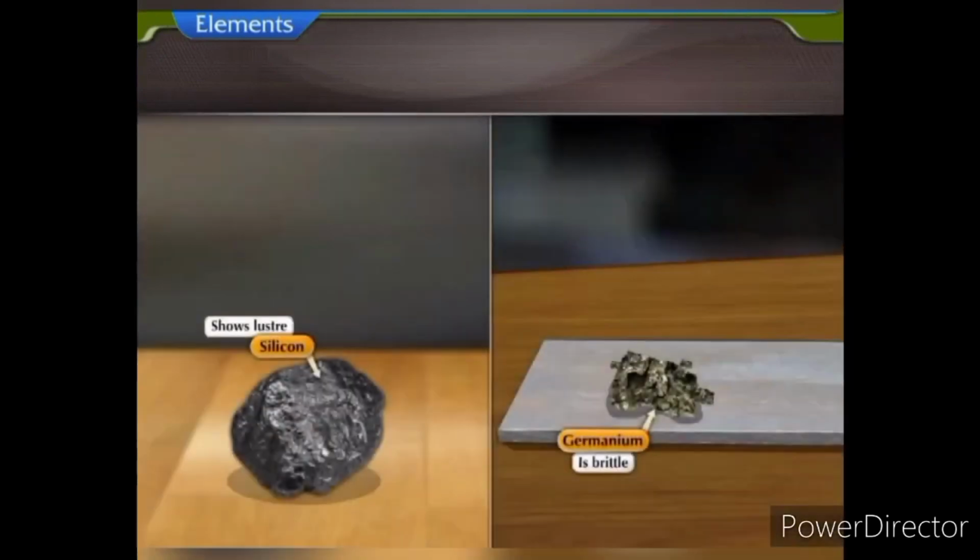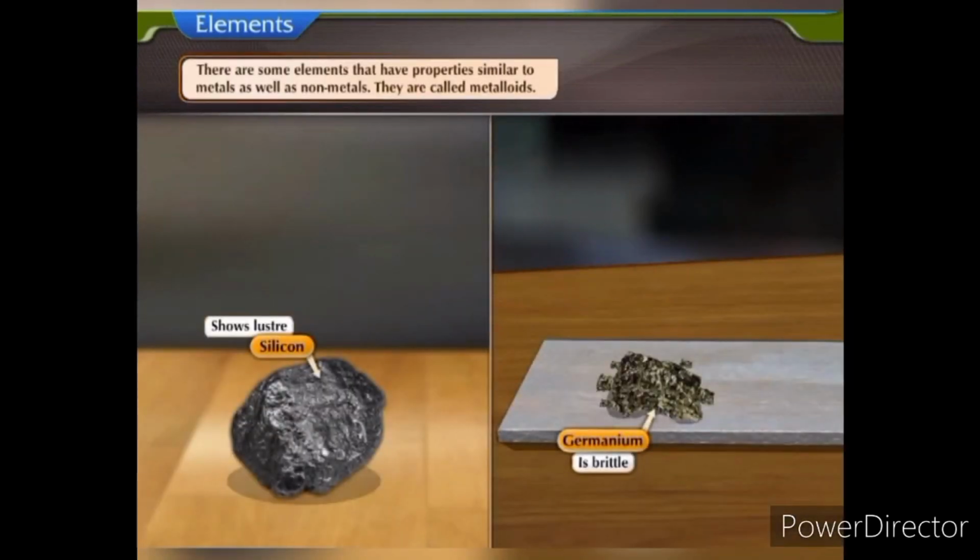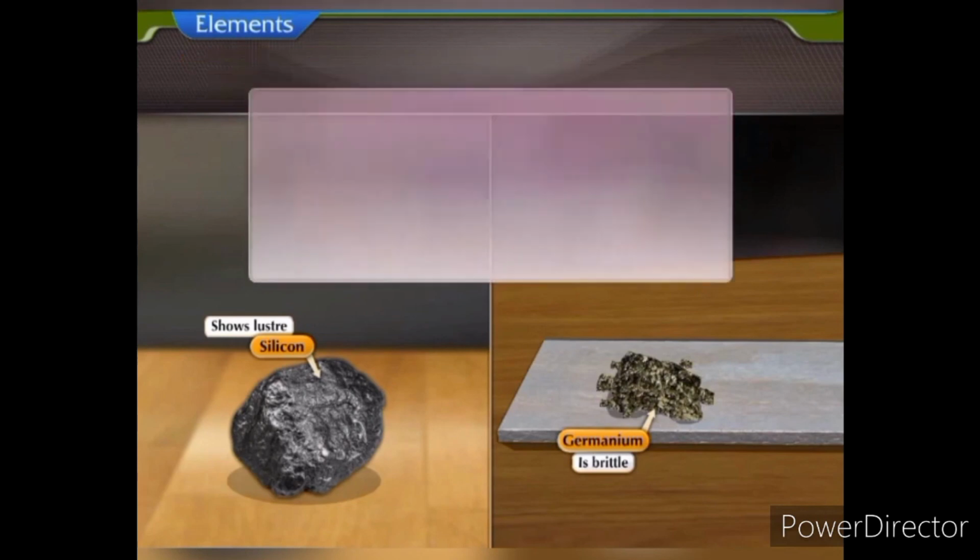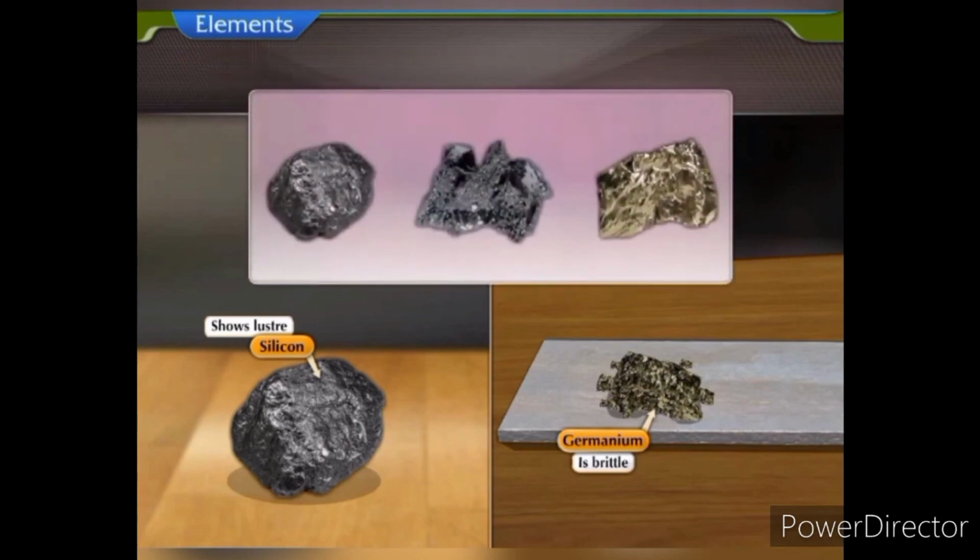Metalloids. There are some elements that have properties similar to metals as well as non-metals. They are called metalloids. Examples of metalloids are silicon, boron, and germanium.